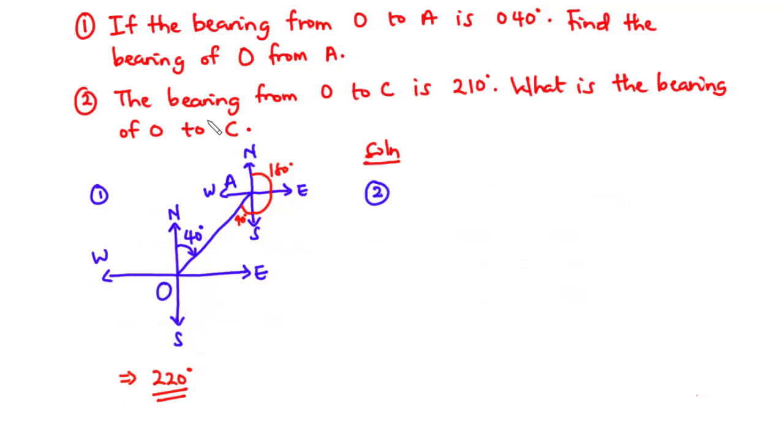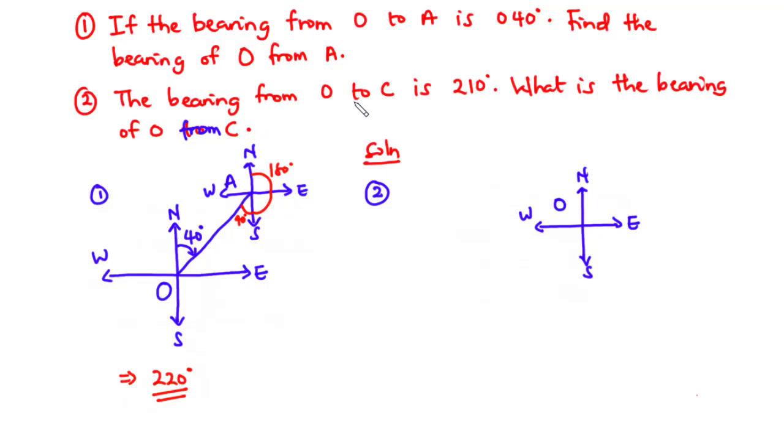Now let's solve question 2. We are told that the bearing from O to C is 210 degrees. What is the bearing of O from C? So now let's represent the first statement in the diagram form. That is the bearing from O to C. So assuming that this is point O, we have point O here, and then this is the north, the east, the south, and the west.